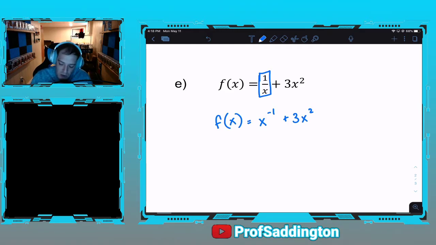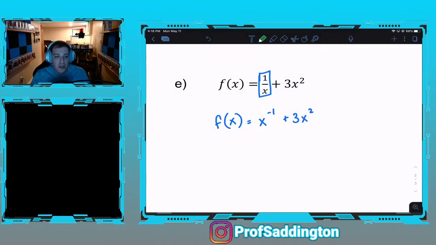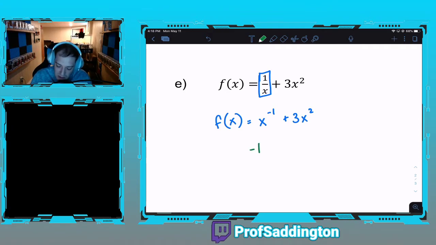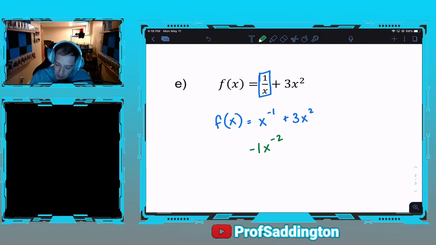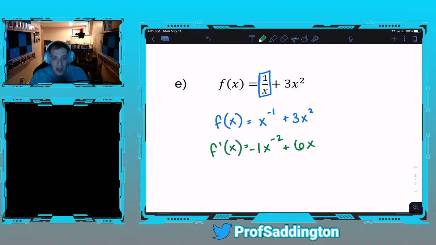So I could bring the negative 1 down, and I've gotten to the point where I can do it all off the top of my head, and you guys will too. I don't have to draw the arrows every time. I know that I'm going to bring a negative 1 out front, so I'm going to have negative 1x. I know that I'm subtracting 1 from the exponent, so I'm going to have negative 2, because negative 1 minus 1 is negative 2. I know I'm bringing 2 out front, so 2 times 3 would give me 6. And again, I'm subtracting 1 from the exponent, so I'll have 6x. This is known as f prime of x, and that is known as your derivative. Okay?